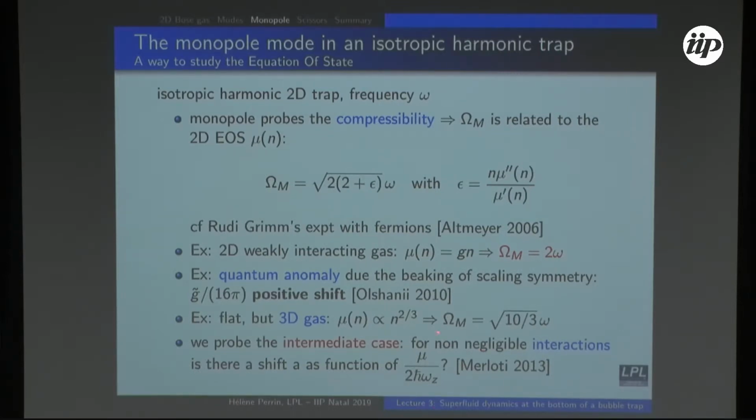So we probe the monopole frequency as a function of the chemical potential divided by h bar omega z, which is a way of measuring how 2D we are. Because if the gas is very 2D, then the chemical potential must be much, much less than the transverse energy. Remember, 2D means transverse energy larger than any other energy of the system.